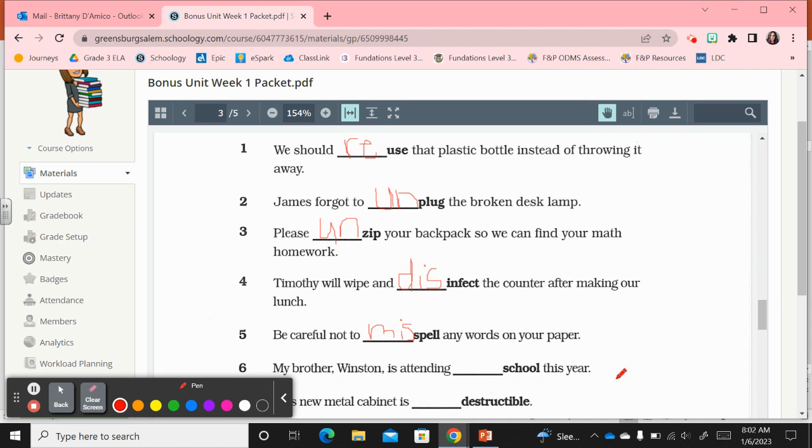Number 6, my brother Winston is attending blank school this year. Before you go to actual school, you need to go to preschool, right before school. Excellent. P-R-E.